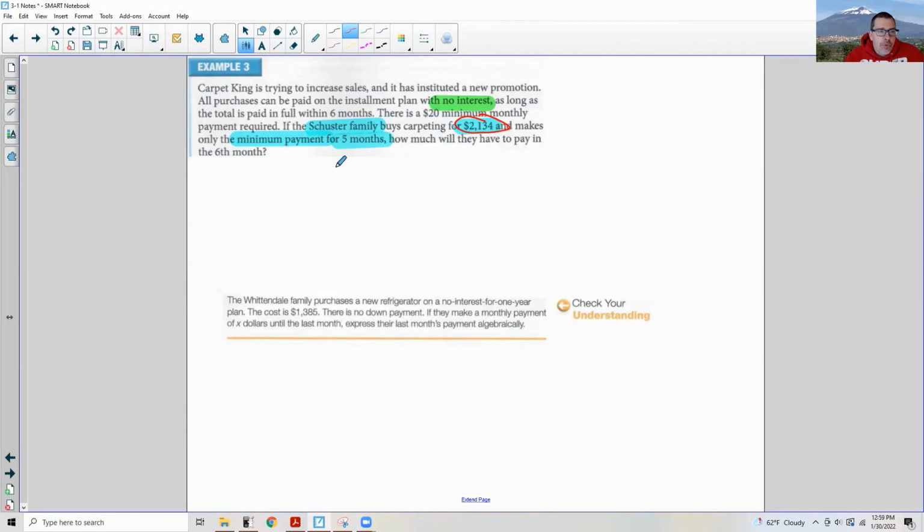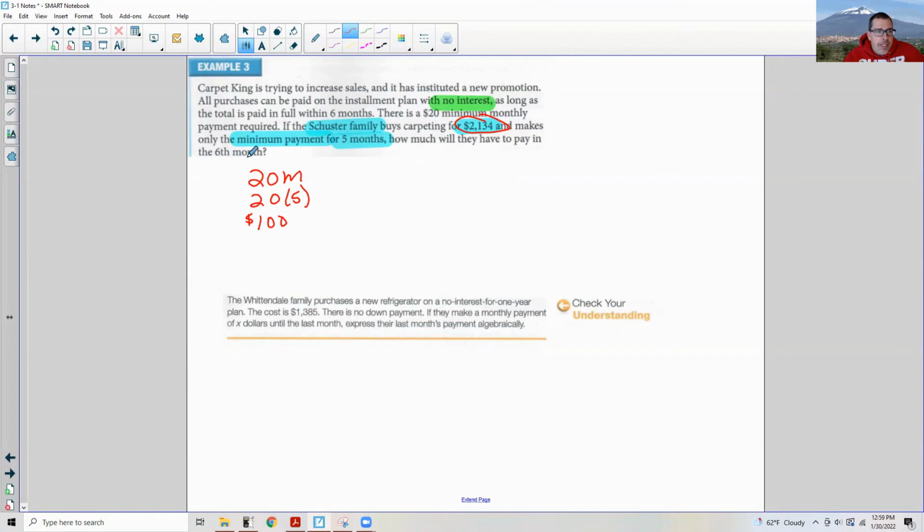All right. So here's what we're going to do. First, let's find out how much they paid. So the first thing is 5 months. So I could set this up algebraically just for practice. $20 per month is the expression. So they're paying $20 per month, and they paid that $20 for 5 months. So they've actually paid $100. Okay. So the minimum payment was $20 a month, interest free, up to the first 5 months.